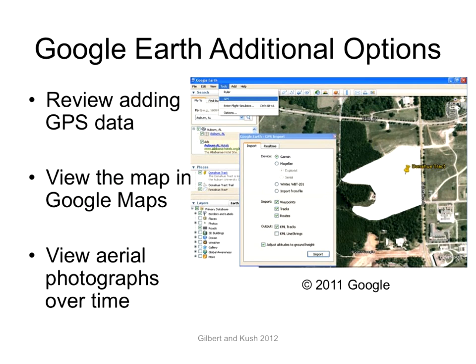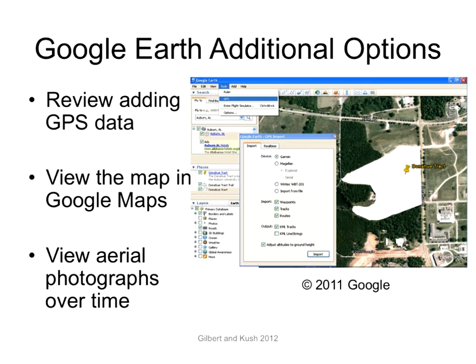Some additional options that are out there: you can actually add GPS data, and there's a link to do that. Some of you potentially have used Google Maps. You can actually view what you're doing directly in Google Maps, so there's a button to hit that to launch it using an internet connection.